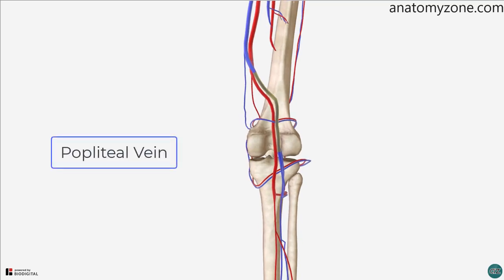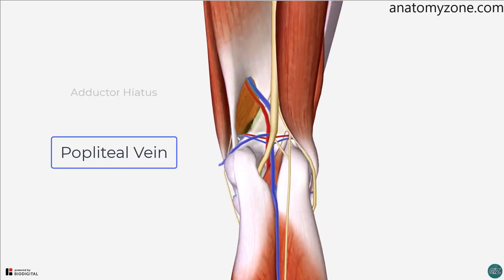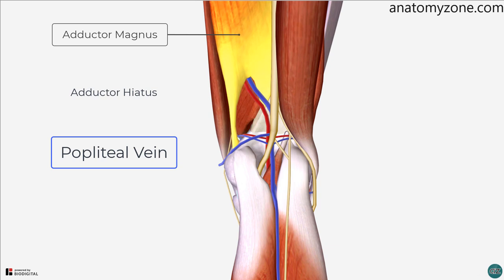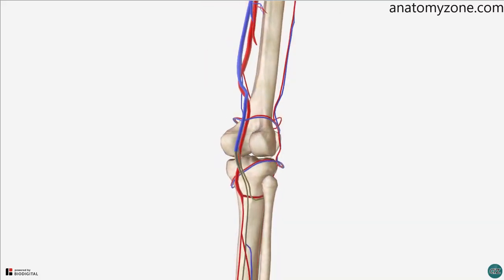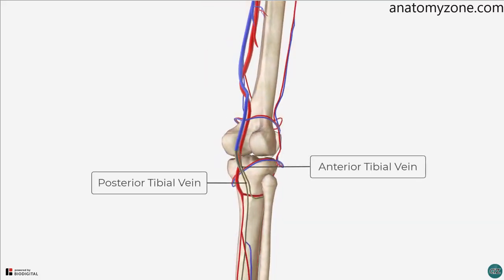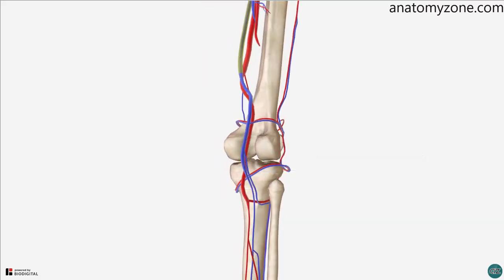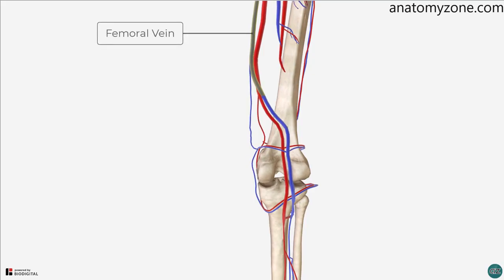The popliteal vein is superficial to the popliteal artery and exits the popliteal fossa superiorly, passing through the adductor hiatus within the adductor magnus muscle to enter the anterior compartment of the thigh. It receives blood from the anterior and posterior tibial veins and drains to the femoral vein.